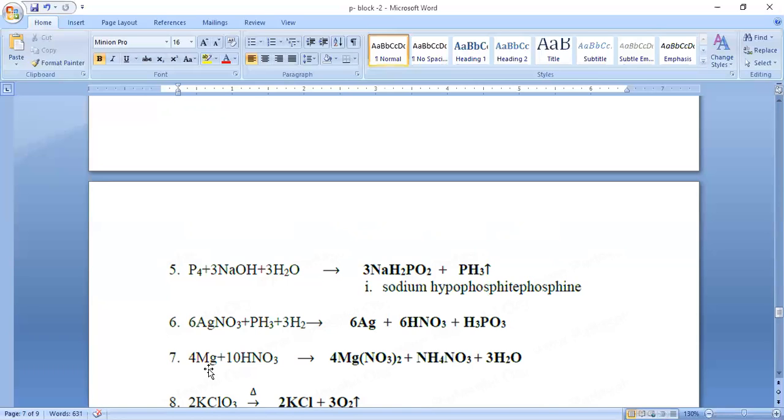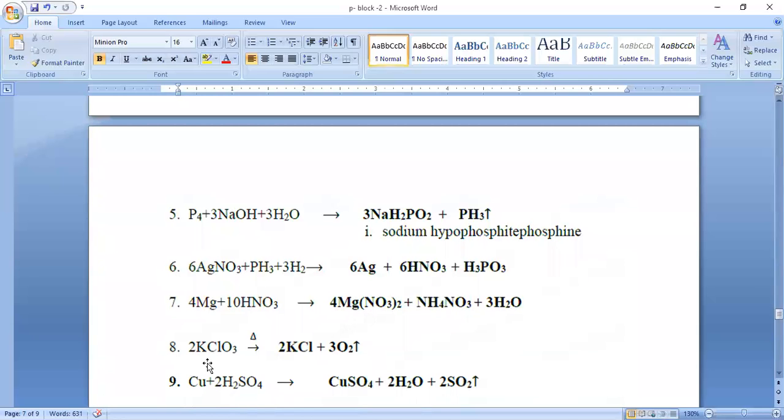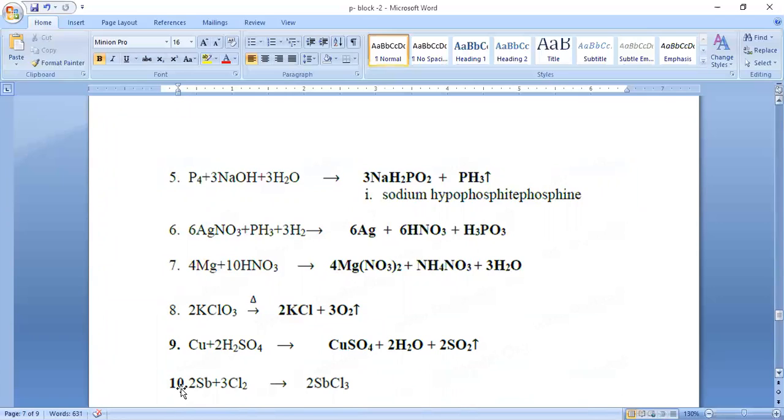See the seventh one: magnesium reacts with HNO3 gives magnesium nitrate, Mg(NO3)2, plus NH4NO3, that is ammonium nitrate, plus water. Next, the eighth equation: KClO3 on decomposition gives potassium chloride and oxygen. See equation number 9: copper plus H2SO4 gives copper sulfate plus water plus SO2.